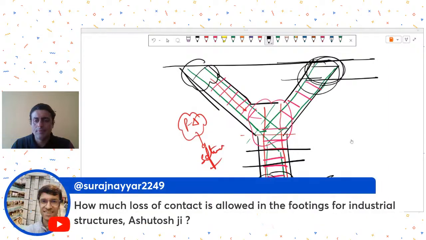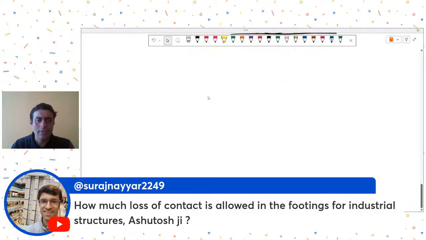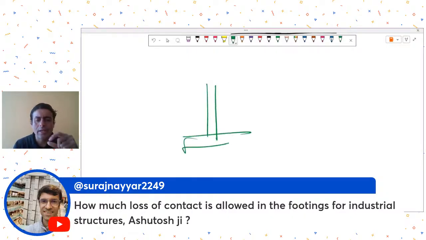All right, then Mr. Suraj Nayyar is asking how much loss of contact is allowed in the footings for industrial structures. There is a guideline in the code, I am forgetting the number. We have discussed that in the foundation design course. Let me see if I can quickly get the code number. Is it 1904? You may check in 1904.